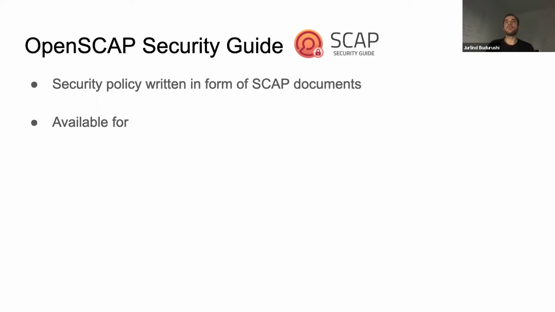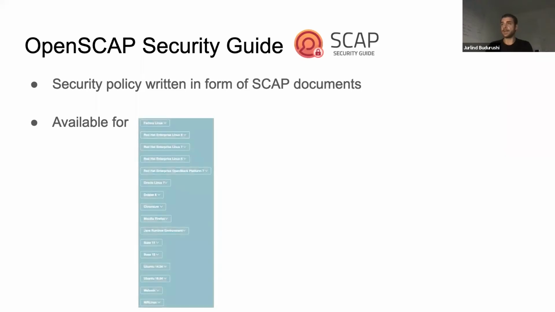So I was talking before about the OpenSCAP security guide, and it provides you security policy, which is written in the form of SCAP documents, meaning the XML files with the configuration, where you have the common platform enumerations, and where you have the possibility to configure your system. And this is available, as I said, for different operating systems, but also for different applications or middleware.